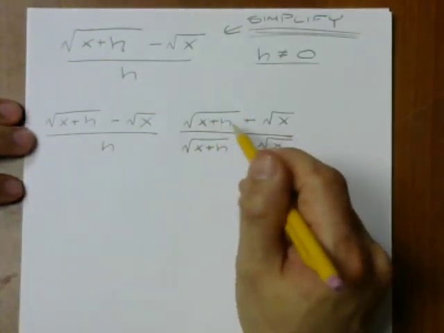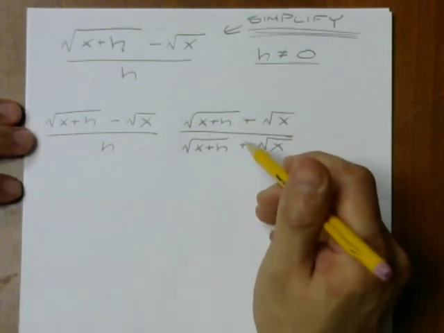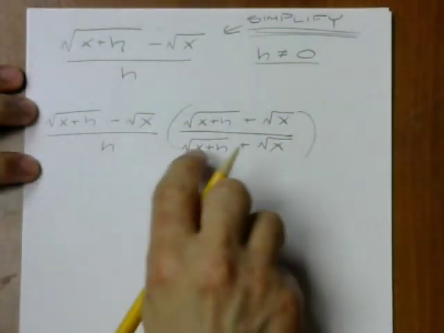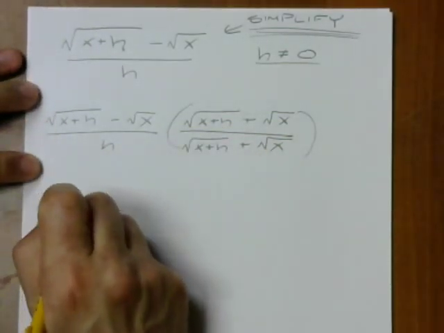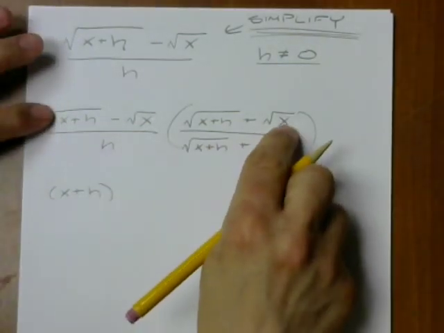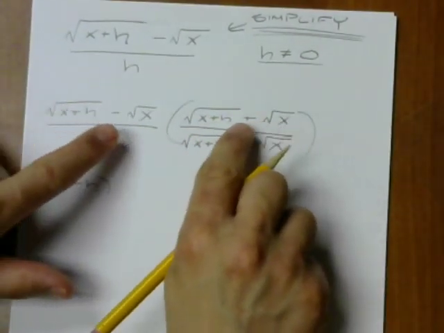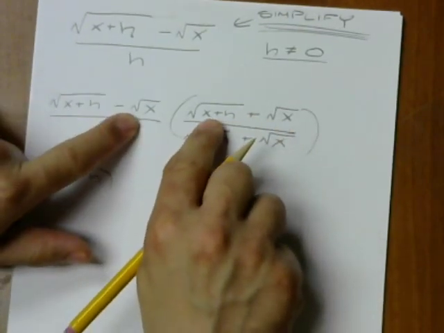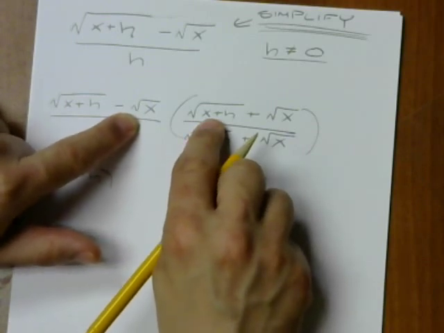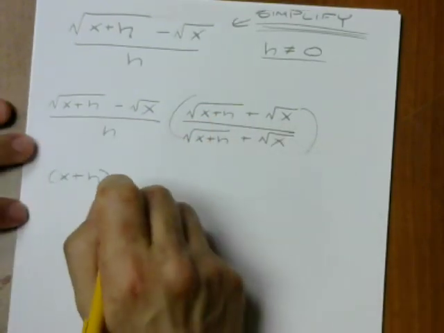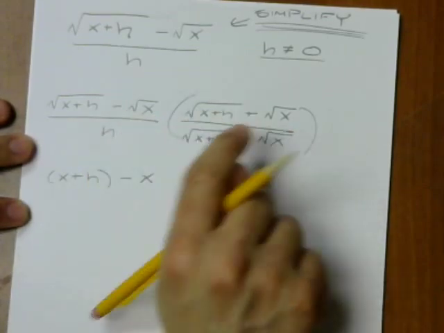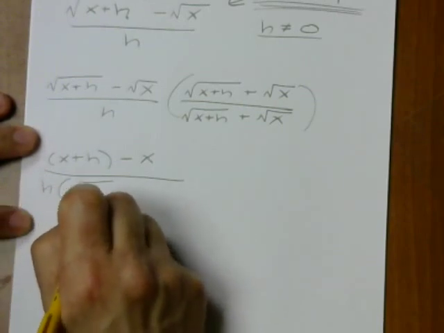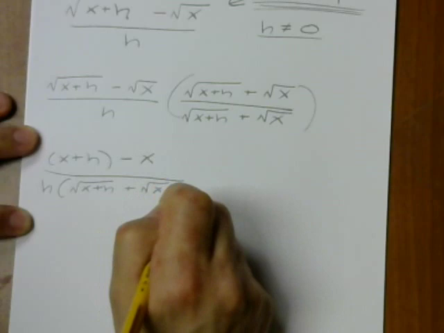And of course, I only wanted to multiply the top, but I can't just multiply the top. That would change the problem. So what I'm doing here is I'm multiplying by 1. In any case, this product gives me x plus h. Then this and this are going to cancel out, because I'm going to have a positive root x times root x plus h, and a negative root x times root x plus h. And then I have these two. I get minus x, because that's minus root x times root x, over h times the root of x plus h, plus the root of x.